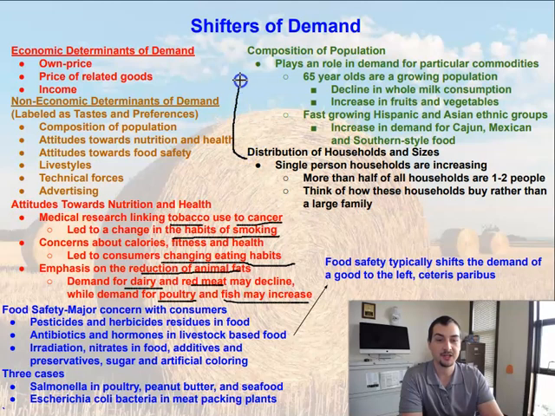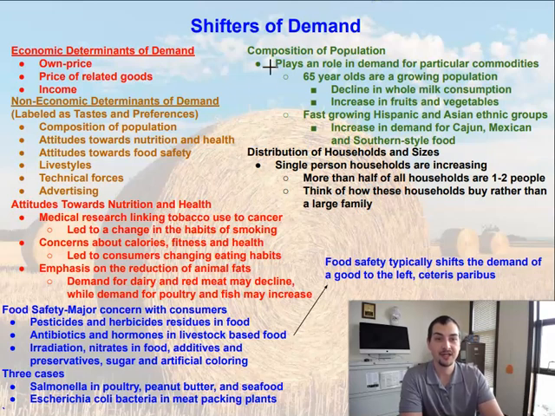Then we get into, and let me back up real quick, another aspect that comes into the composition of population is the distribution of households and sizes. So let's talk about that as it plays back to the composition of population. Sorry, I skipped over that. So single person households are increasing. We're seeing a lot more, or more than half of households are 1 to 2 people now, rather than large families. So think about how a household that's feeding 2 people might react compared to a household that might be feeding, say, 6 people.